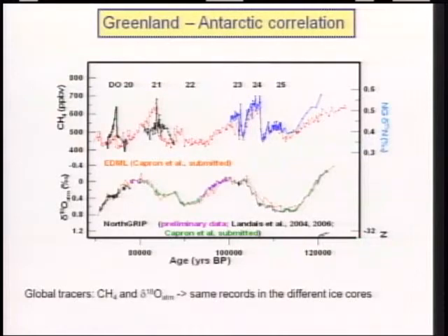Now let's go to Antarctica, and here we have used the methane and atmospheric delta O18 record both from Antarctica and Greenland because they are global tracers, and by putting together a record of methane and delta O18 of the atmosphere of Greenland and Antarctica, we can produce a common time scale. So that was really the work of Émilie Capron. To do that, and the following slides are as well the results of her work.